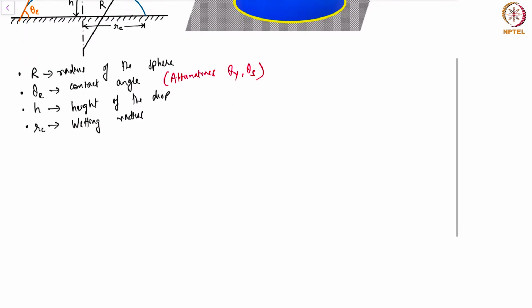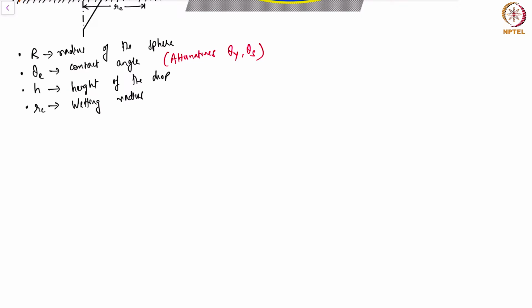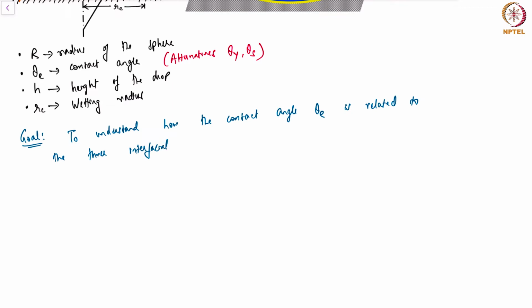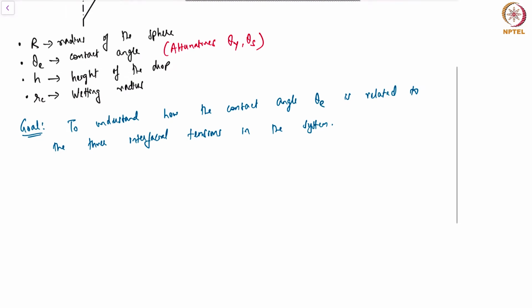Okay. So let's write down the goal of the lecture. The goal is to understand how the contact angle theta E is related to the three interfacial tensions in the system. Now, theta is an equilibrium property, so therefore we can use energy minimization.